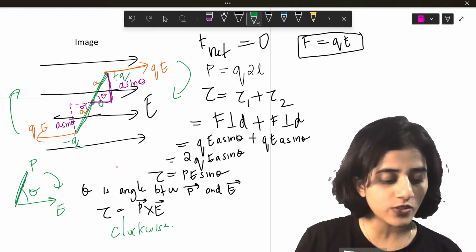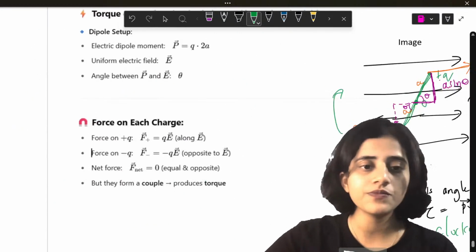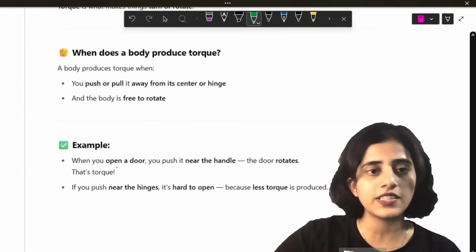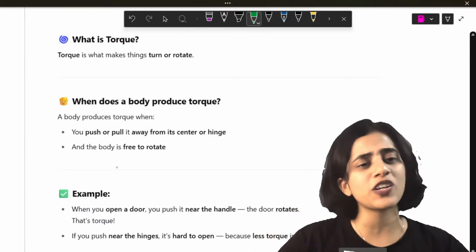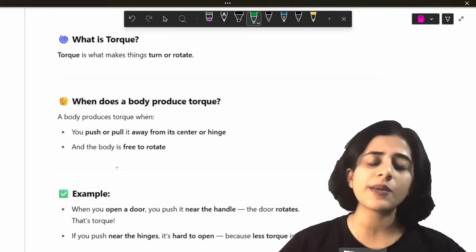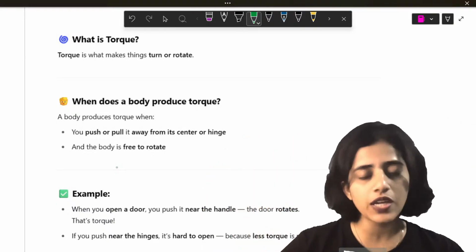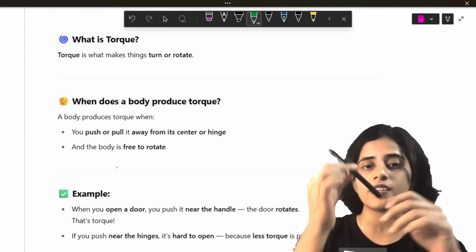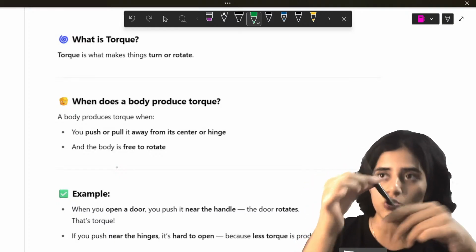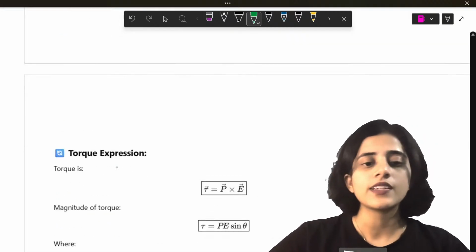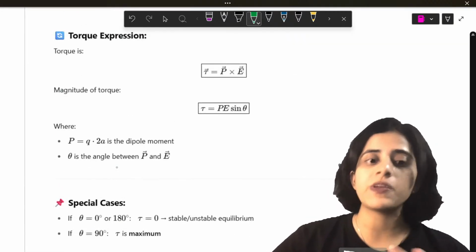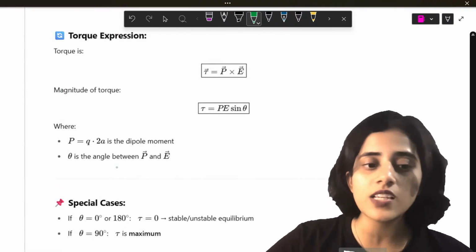Okay, next we will look at the two conditions. That is what I have written here as well. Now, some of you might be thinking, what is this torque? Ma'am is talking about torque for a long time. Torque is something that makes anything rotate. So if this is a dipole and this has to rotate in an electric field, it has to have a torque. The expression for torque is P cross E, which is PE sine theta, which we just discussed.